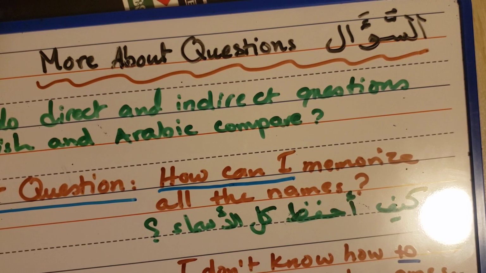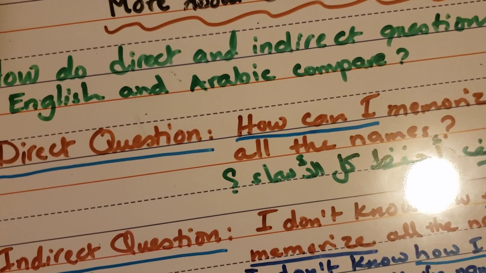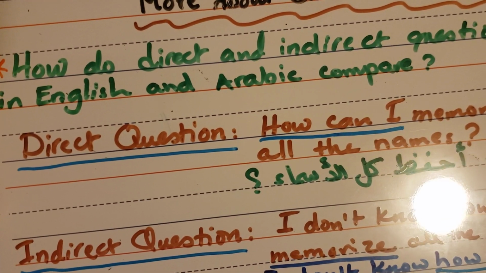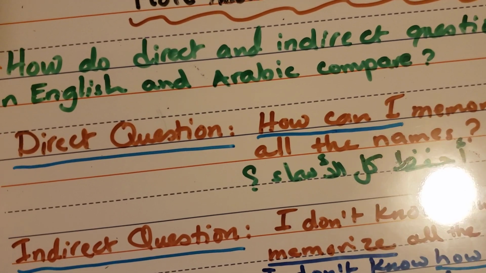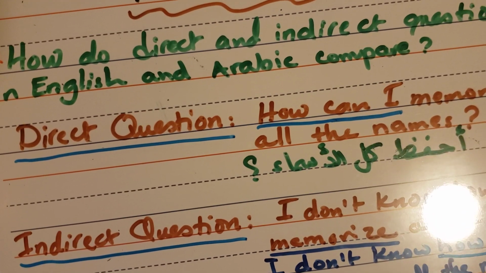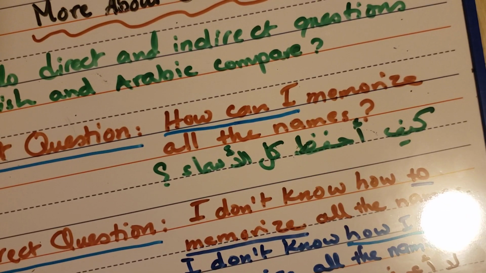Today we will look at something more specific, and here's the question that we will try to answer today: how do direct and indirect questions in English and Arabic compare? So what are the direct questions?